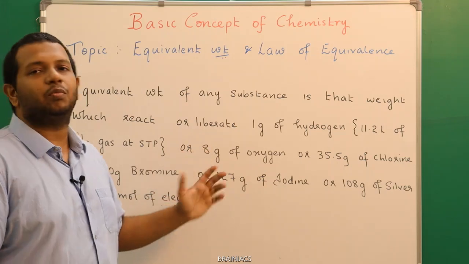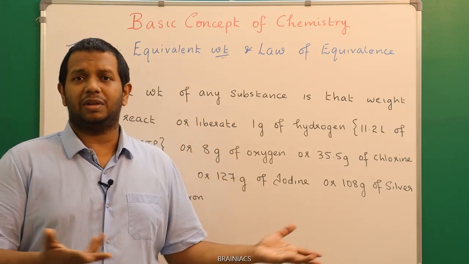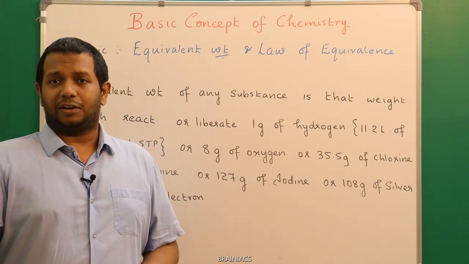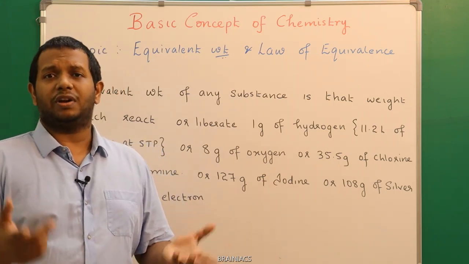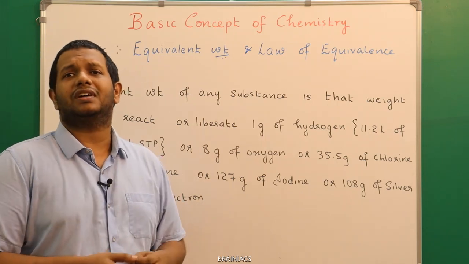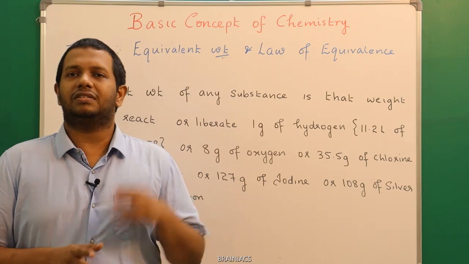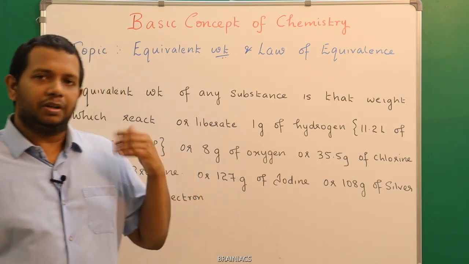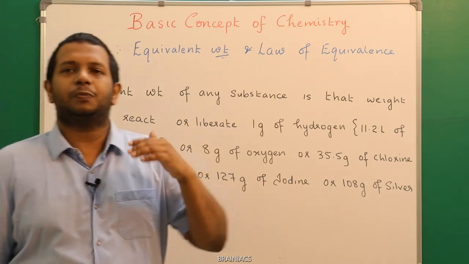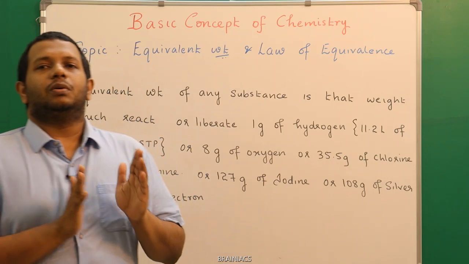Here I will explain what is basically equivalent weight. Why we need to learn equivalent weight? There is already molecular weight for a molecule, atomic weight for an atom, everything is there, and formula weight for an ionic compound. All these things are there. Then why are we learning the concept of equivalent weight? This is the first thing we need to understand. Okay. So before I go through the definition, I will explain that scenario, then you will understand it very clearly.